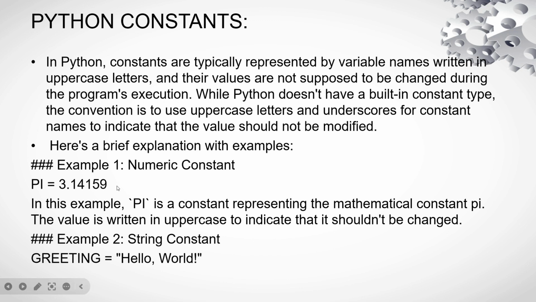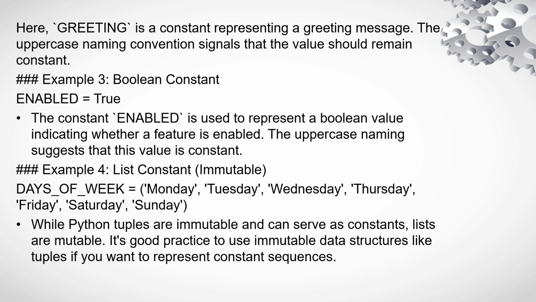So here are some examples. Numeric constant. Here we use the mathematical expression PI. It has a fixed value, right? 3.14159. This cannot be changed. Generally, if we use any mathematical expression, the value is directly given and cannot be changed. So we use capital letters here. Next, string constant. Hello world, a greeting. It cannot be changed. So it is a constant representing a greeting message.